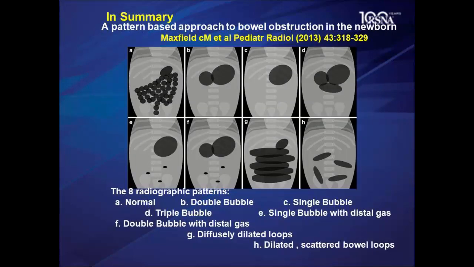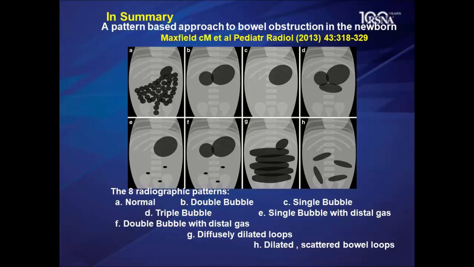Now we will come to a conclusion about the issue of intestinal obstruction of the newborn. This is a recent paper which makes a scheme, maybe for good memorization of the pattern when it comes to bowel obstruction in the newborn. Normal pattern, that's what you like to see. Double bubble, single bubble, triple bubble, you name it. Here we have a discrepancy. Proximal dilatation, few bubbles of air distally, or double bubble. This is diffusely dilated small bowel loops, and this is scattered bowel loops.